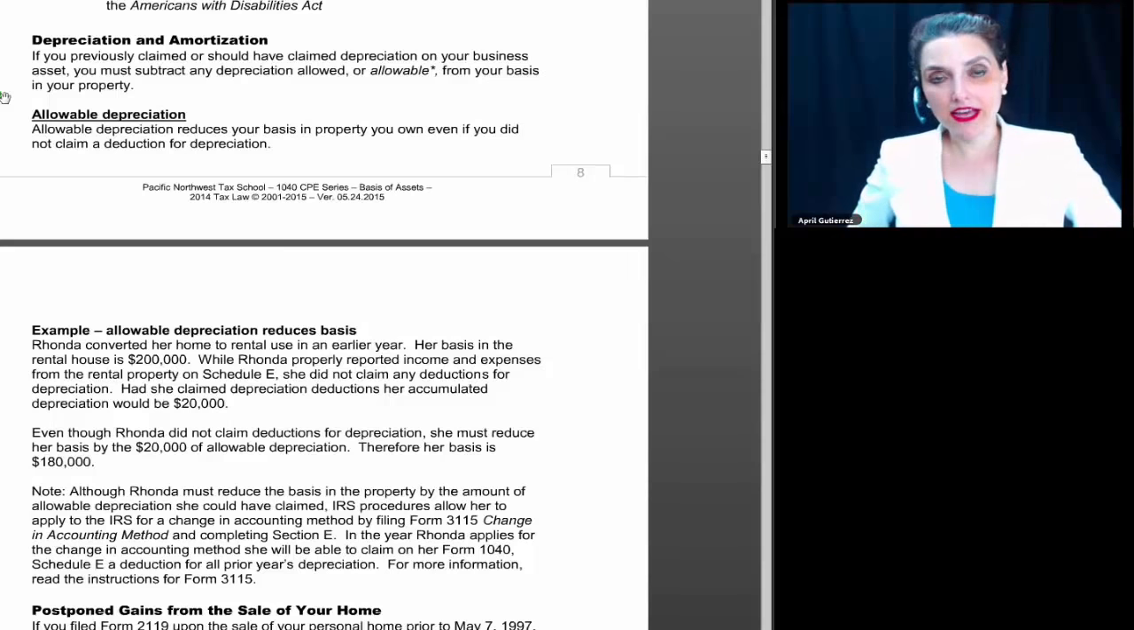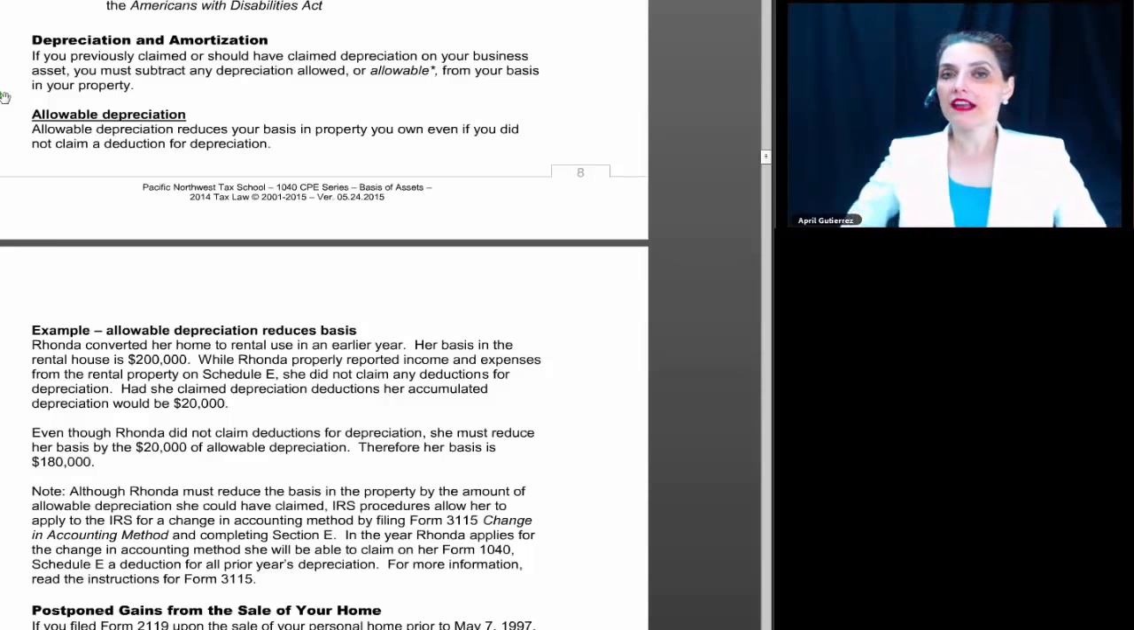And what IRS says is that when you sell an asset for which depreciation or amortization could have been claimed, your basis in that asset is going to be reduced by the amount of depreciation you could have claimed even if you never claimed it.